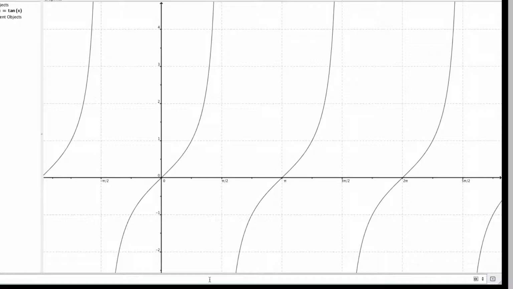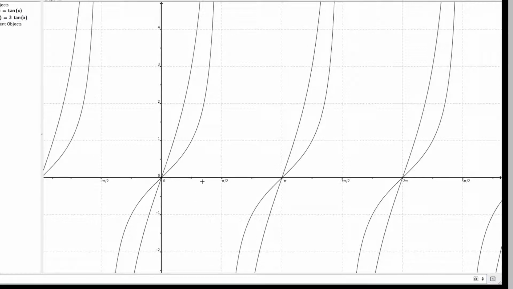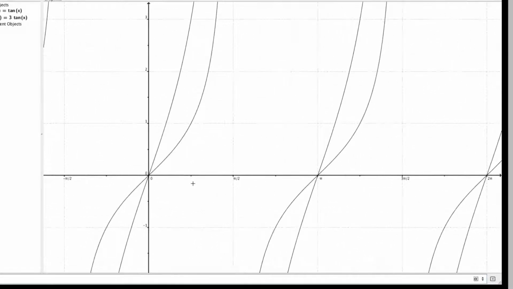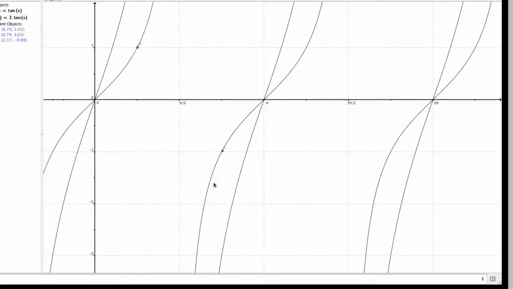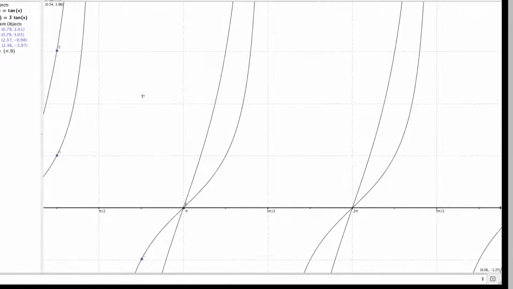So what if we did y equals, say, 3 tangent x? Where before at, say here, at pi/4, our original tangent graph was at a height of 1, now our new tangent graph is up at a height of 3. That's close enough. And where before our original tangent graph was at a height of -1, roughly speaking, down here, our new tangent graph would be at a height of -3. So -3, 0, and 3 instead of -1, 0, and 1.